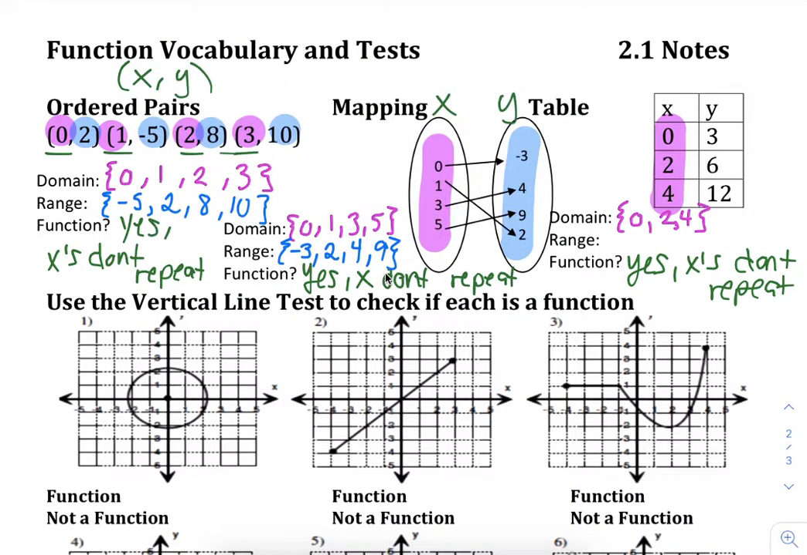And finally, my range. So my range is all of the y numbers, and they're in order for us also. So we're going 3, 6, and 12. Take just a second, go ahead and write those down if you have missed anything. Pause it if you need to. We're going on to the last set of examples.